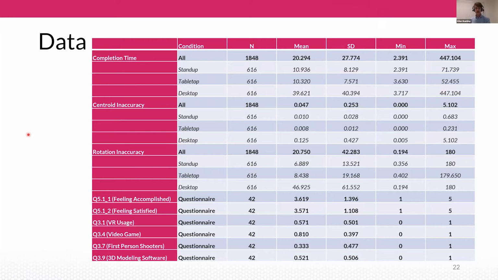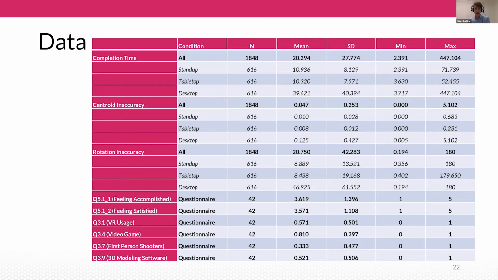Okay, first, some summary statistics. So for every subject, every one of the 42 subjects, we recorded 44 different observations, 44 different tasks, 14 for the complexity phase, and 30 for the plateau phase. That totals in 1,848 data points, 616 for each condition.